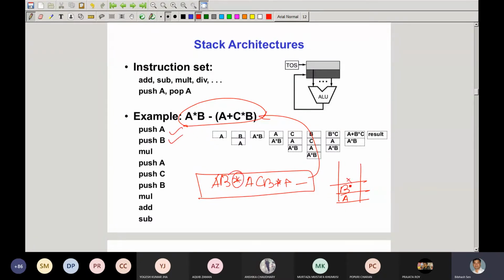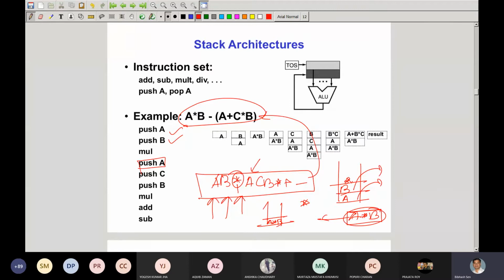Whenever they find the multiplier sign, whenever that is encountered in the string processing, when the system counts there is a star, automatically B will be popped, A will be popped, and A star B will be applied. Then again push the result. So this is where it will be stored in the stack pointer. So it is stored here.